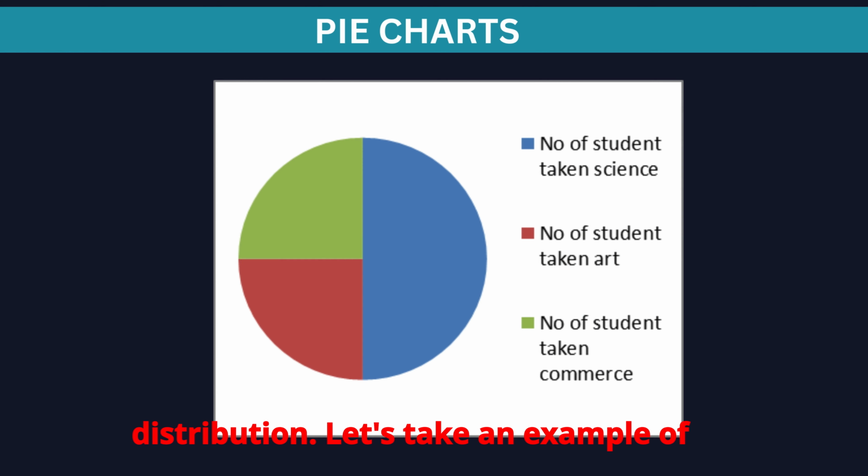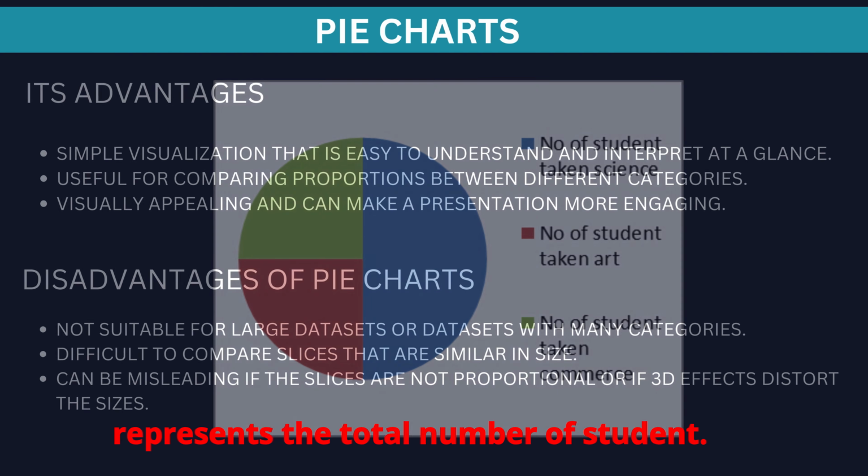Let's take an example of a pie chart. In this figure we can see that out of total students, the number of students who took science is represented by blue color, whereas the number of students who took art is red and the number of students in commerce is green. The whole circle represents the total number of students.